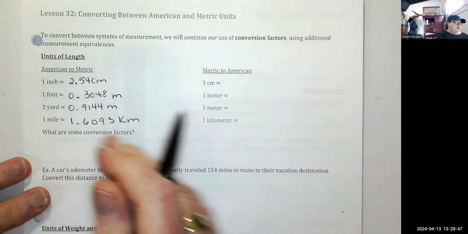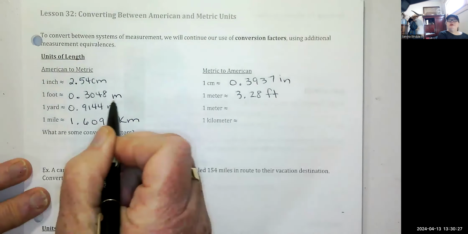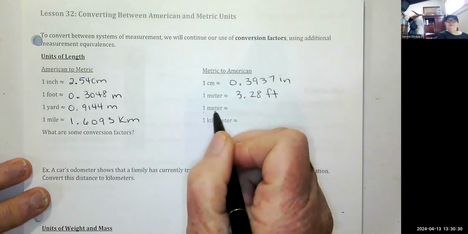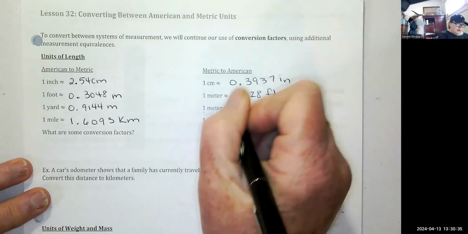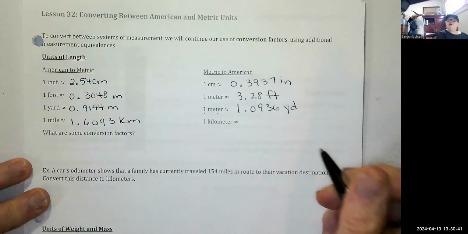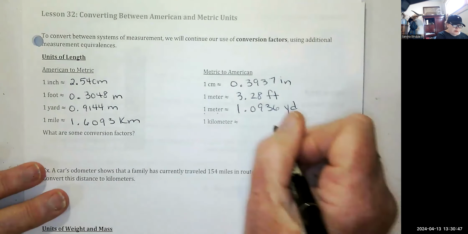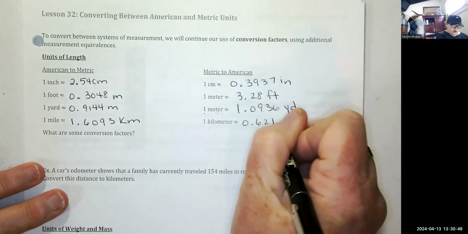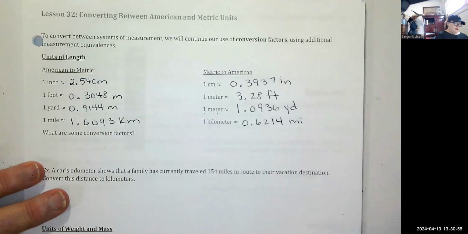1 meter is equivalent to 3.28 feet. So it's a little over a yard. It's easier to see it this way to me than it is to try to understand this version because we're American. So 1 meter is equivalent to, well, that's the yard, 1.0936 yards. So almost just a little over a yardstick. And then 1 kilometer is equivalent to 0.6214 miles.